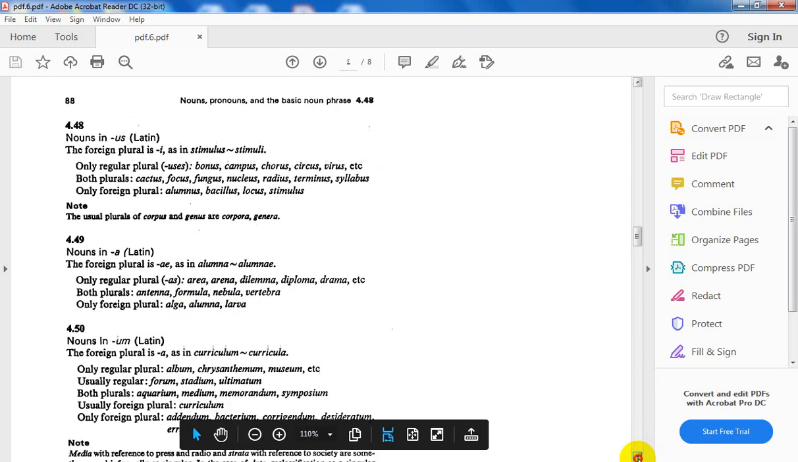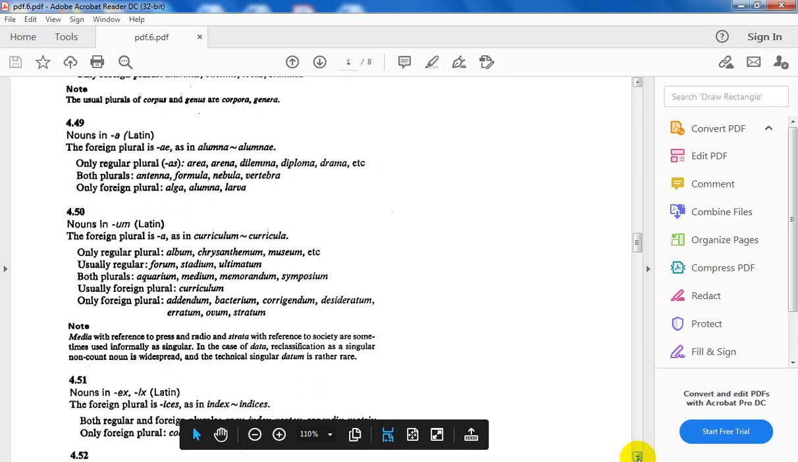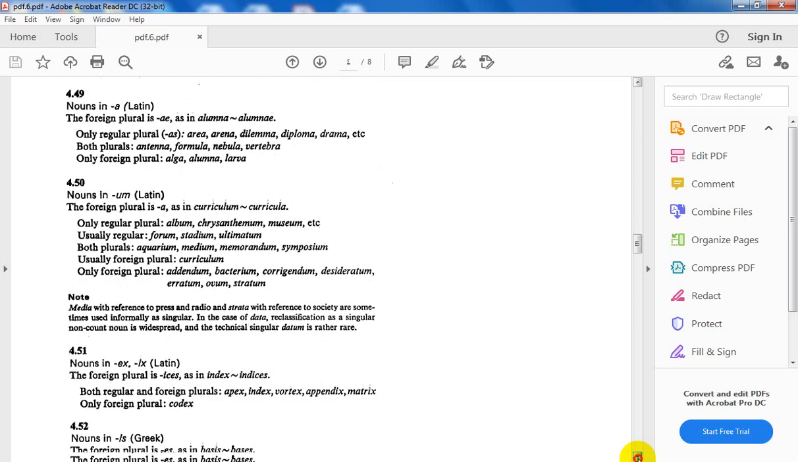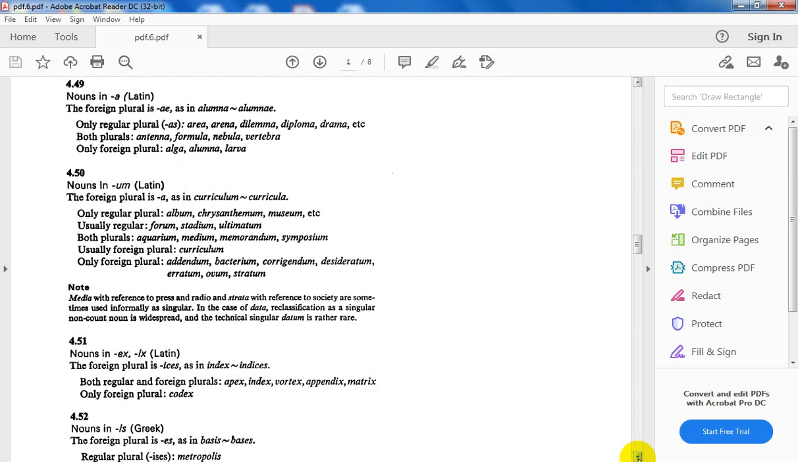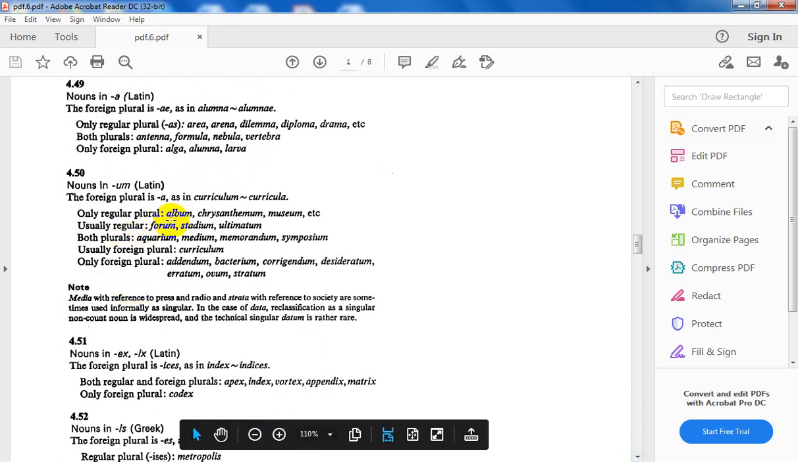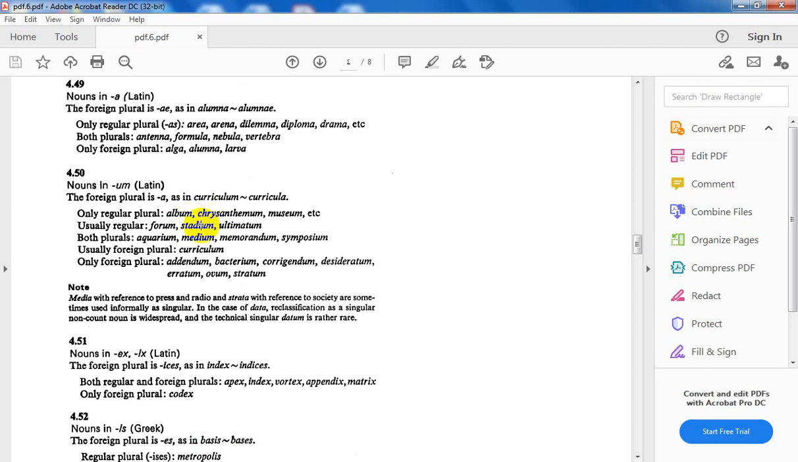Nouns ending in UM. Again, they are borrowed from Latin. If the noun ends with UM, this UM becomes A, meaning remove UM and put A. Only regular plural: album, albums. Museum, museums. See, adding S. Usually regular, meaning it is highly preferred to be regular: forum, forums. Stadium, stadiums. Ultimatum, ultimatums.